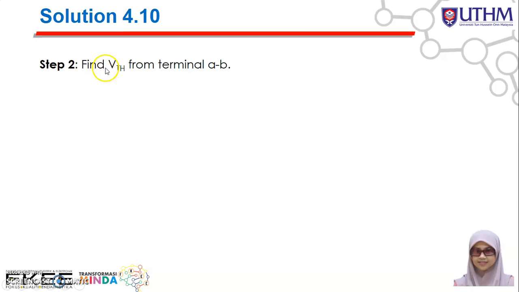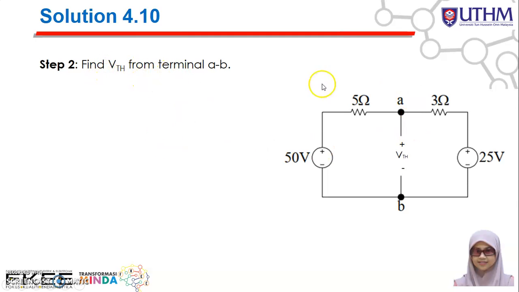So step number 2 is to find V Thevenin from the terminal AB. So basically this is your circuit. You just put back your independent source, and then we remove the RL, okay, and then the V open circuit is equal to the V Thevenin. Okay, so now we need to find the value of V Thevenin.